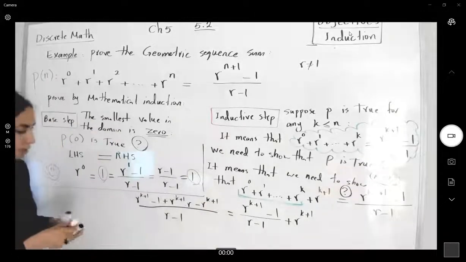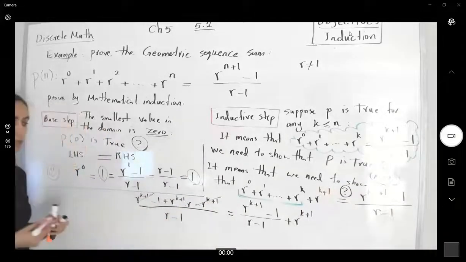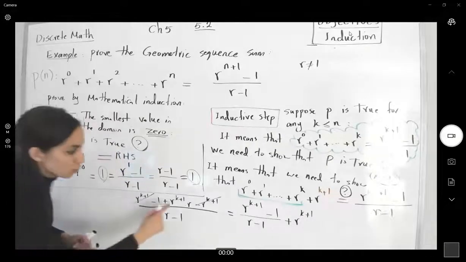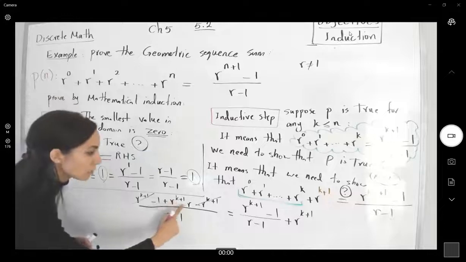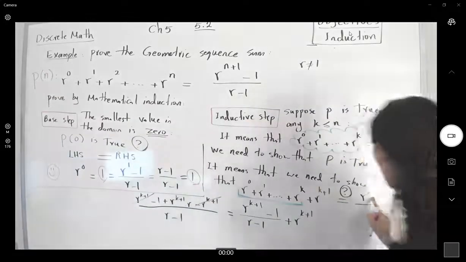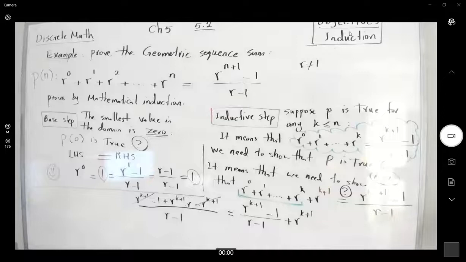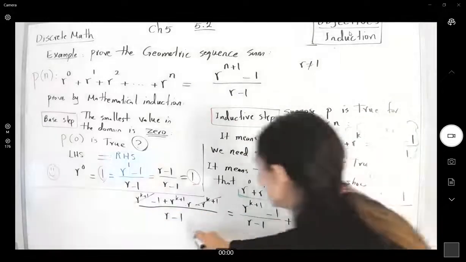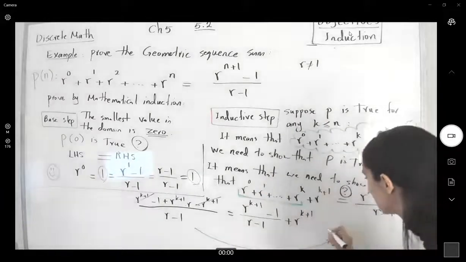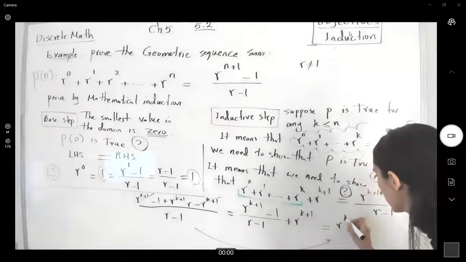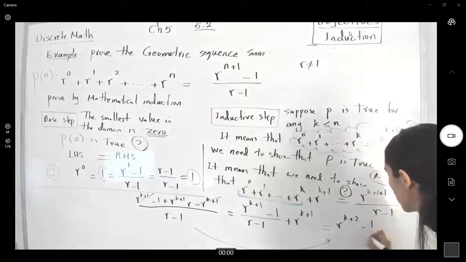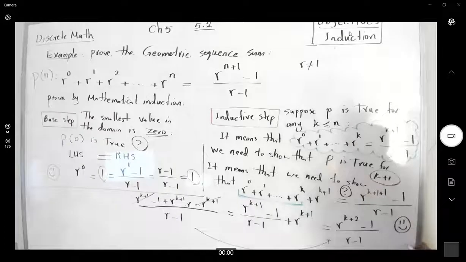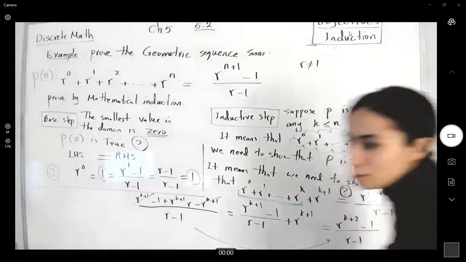Okay, as you can see, we can cancel out these two terms. They are opposites of each other. So you're left with r to power k plus 1 times r, which is r to power k plus 2, minus 1 divided by r minus 1. So this is actually r to power k plus 2 minus 1 divided by r minus 1. These two are equal to each other. So we're done with the proof.